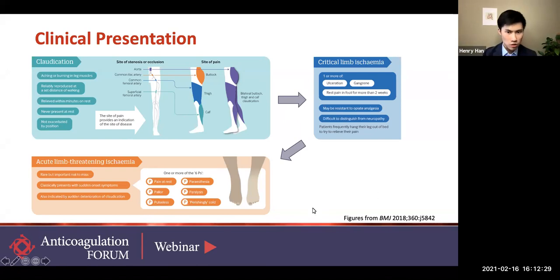And as things get worse, we do get into the acute limb-threatening ischemia section, which classically does present with very sudden onset of symptoms and can be sudden deterioration from one of these other previous clinical stages. The 6 Ps we look for with regards to acute limb-threatening ischemia are pain at rest, pallor, pulselessness, paresthesias, paralysis, and then a perishingly cold limb on palpation.